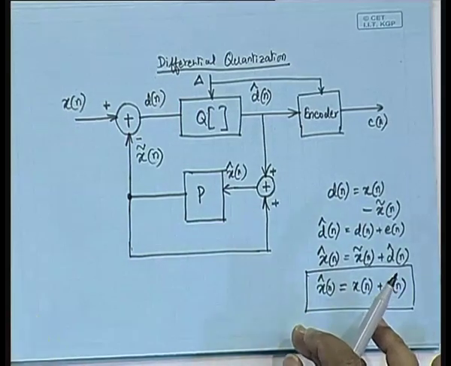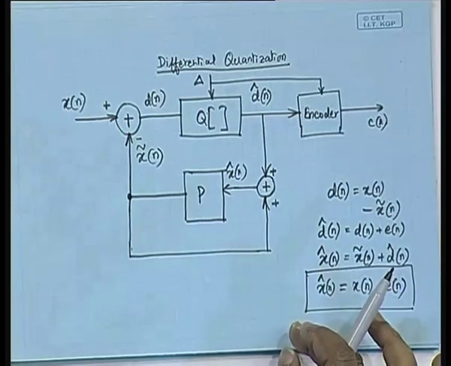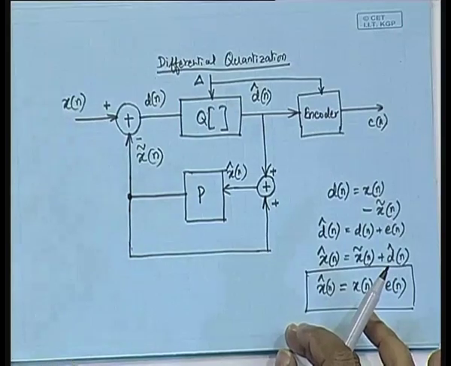There are two very popular forms of differential quantizer which you all must be knowing. One is what is called delta modulation. Delta modulation is where this d of n is quantized to only two steps, either plus delta or minus delta. So it is a two level quantizer, whereas a finer level of quantization is achieved by what is called differential pulse code modulation, or DPCM.